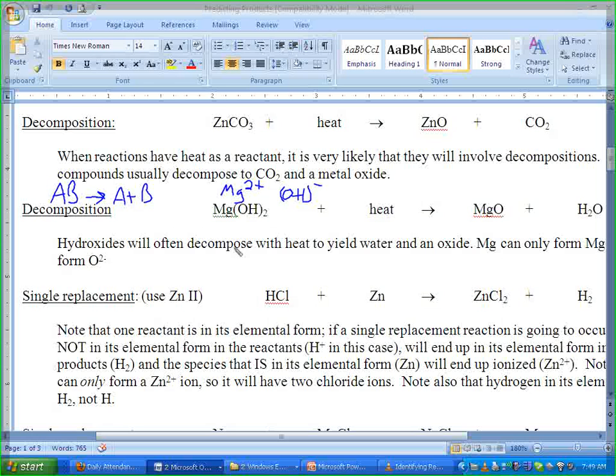So when you read the sentence below it that says hydroxides will often decompose to yield water and an oxide, you already know that one of the products is going to be water. So on your practice problem for number 5, make sure that one of the products is H2O. And then the other product is going to be an oxide. You know how when we talked about naming compounds, you take the normal name of the cation and then you change the anion to IDE. So any metal plus oxygen would give you metal oxide.